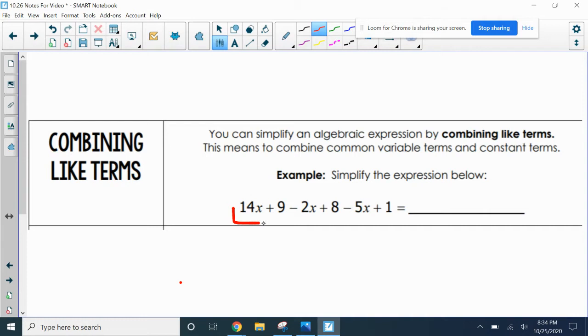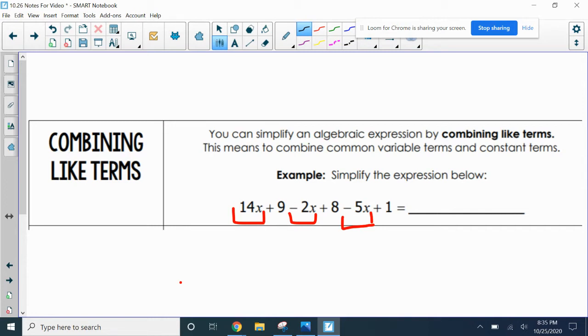And the way I like to explain this, I came up with it on the spot last year, but my kids like to play with Play-Doh. And I tell you guys that you cannot mix your Play-Doh colors. It's just wrong. And so that's like combining your like terms. You can only combine the terms that have matching variables.